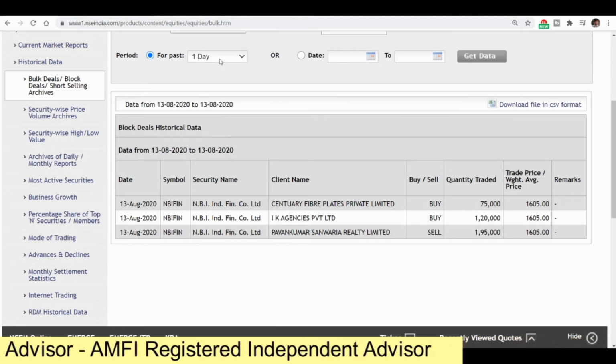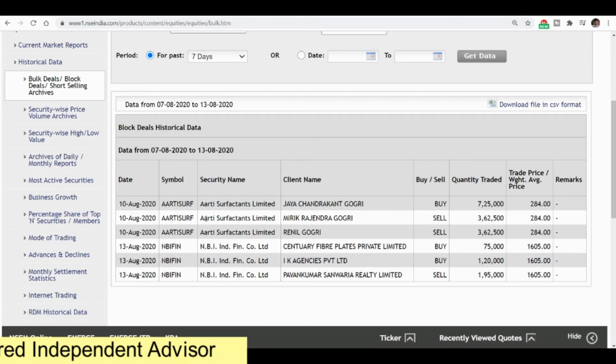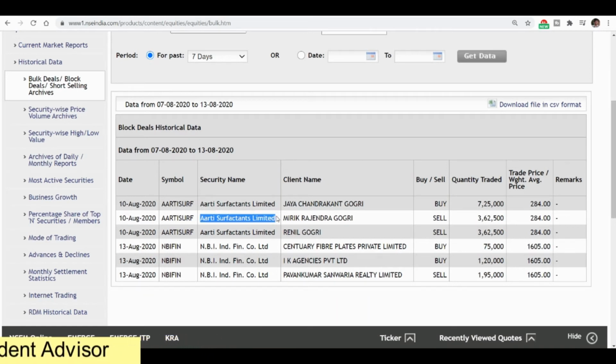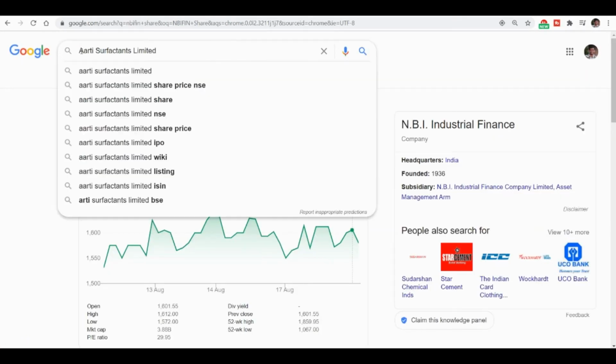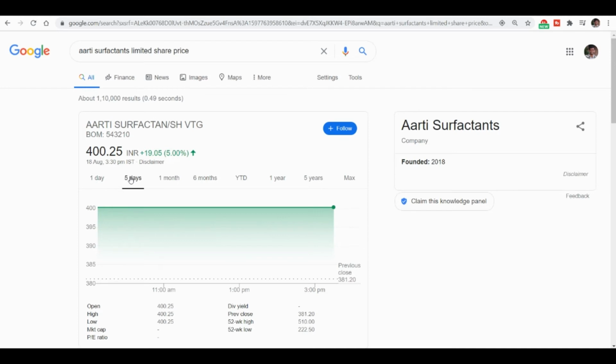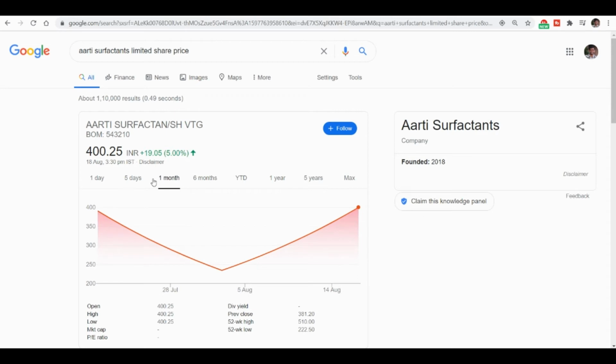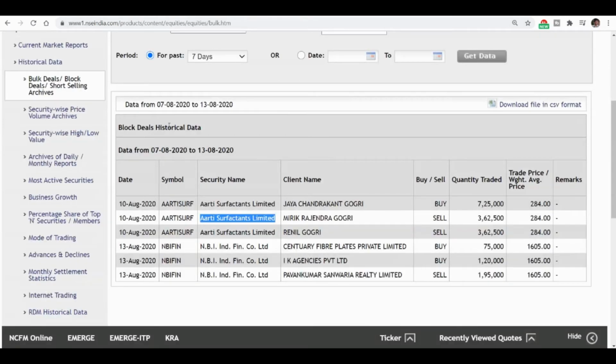Let us try to see some other data. I am choosing past 7 days. We'll go and see Aarti Surfactant. It was executed on 10th August. So after the block deal was executed on 10th August, you could see it is continuously locked in the upper circuit. So this is one case after a block deal is executed. We have two cases which are positive. We'll also see two more cases to conclude whether this is good or bad.